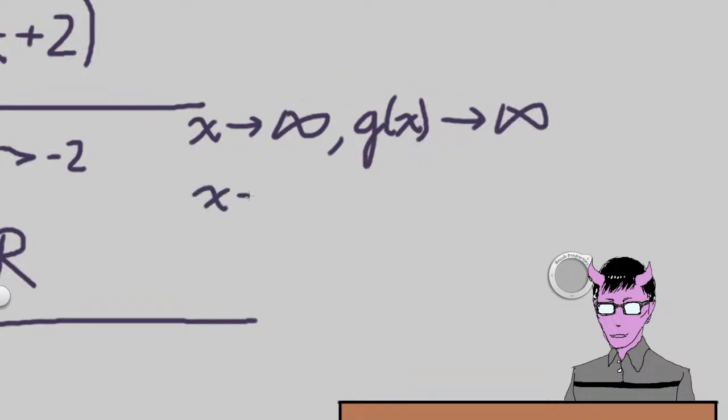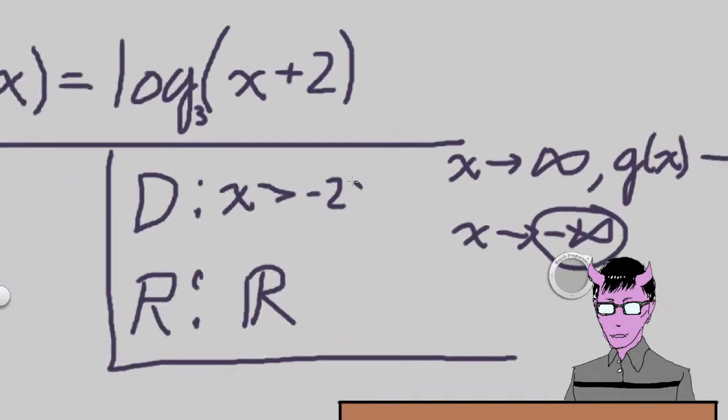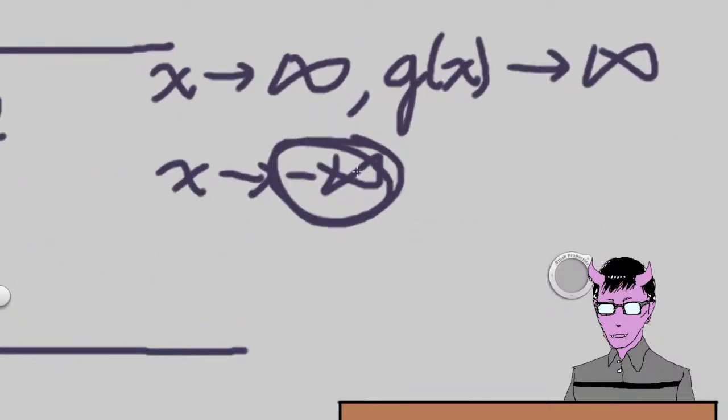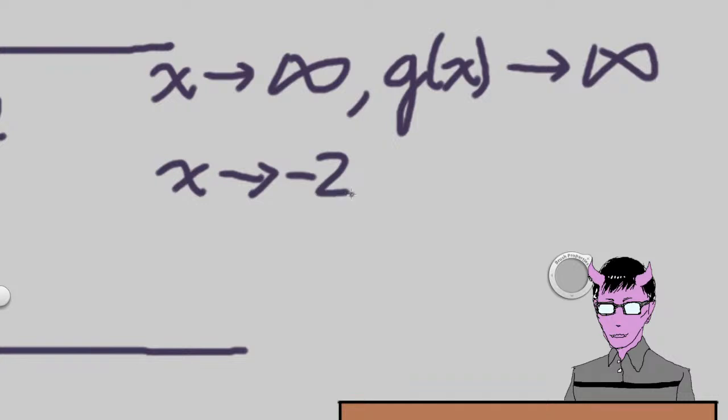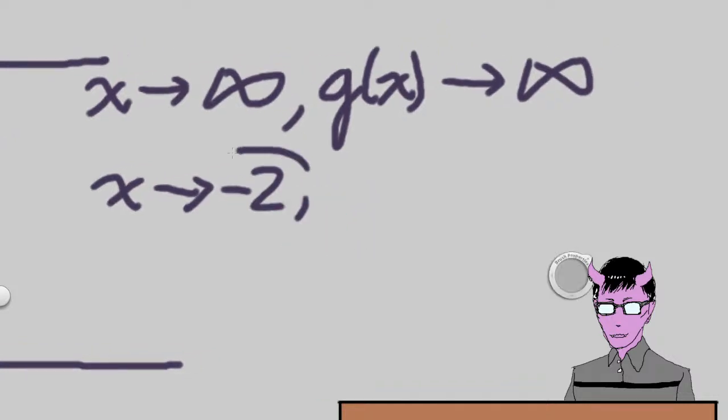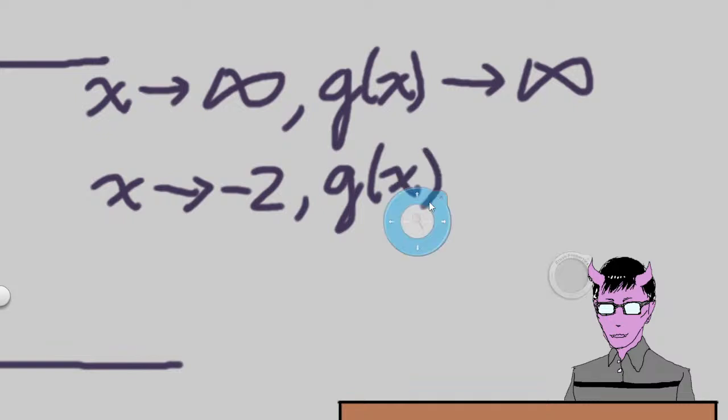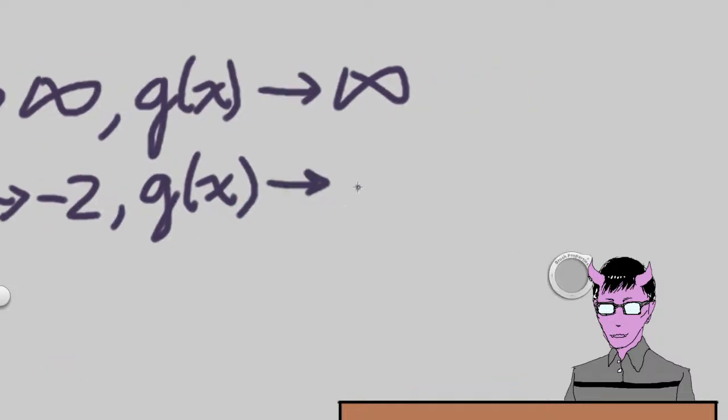And then the other behavior, we can't do this. Domain restrictions. But what can we do? We can't plug in -2, but we can get close to -2. So don't put -infinity, -2. What happens when our x value approaches -2? Again, standard parent movement. Y values approach -infinity.